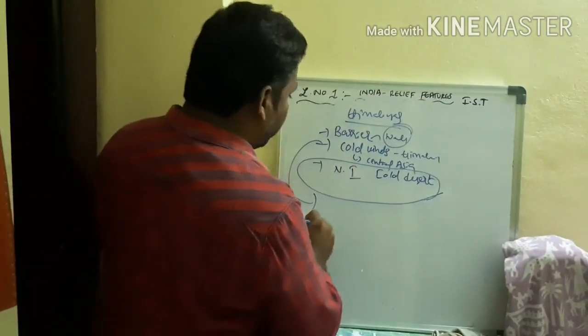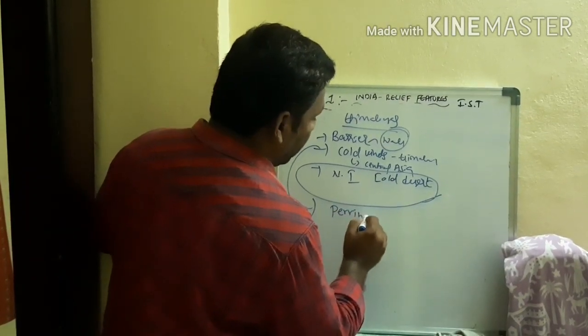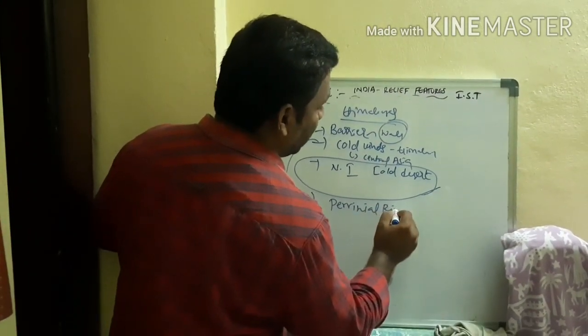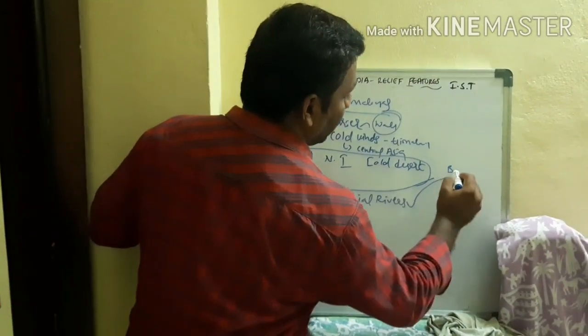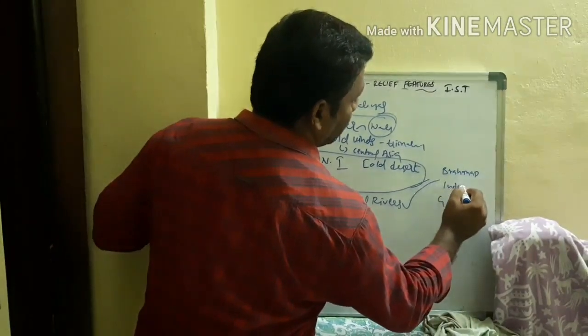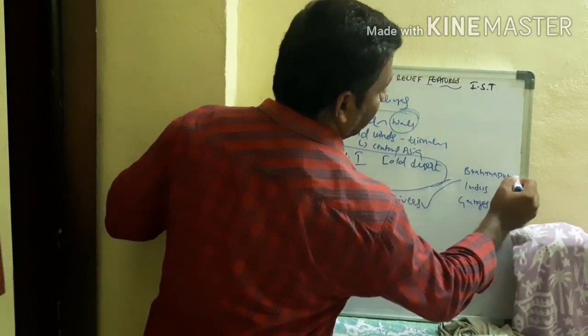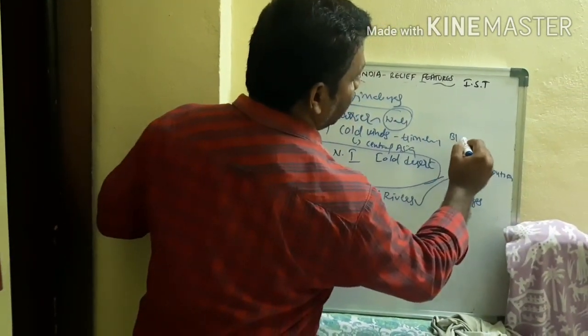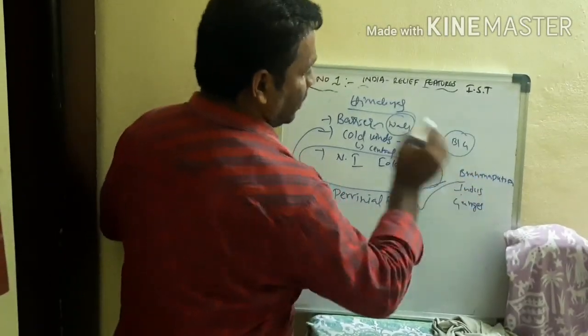And these Himalayas are the source of perennial rivers in our country. What are they? We can call them the big rivers: Brahmaputra, Indus, Ganges. So they may be asked in examination: explain the big river system. Big means nothing but Brahmaputra, Indus, Ganges.